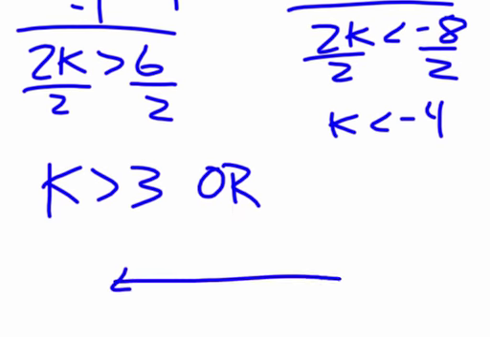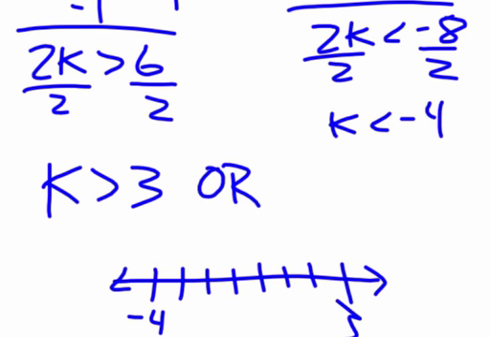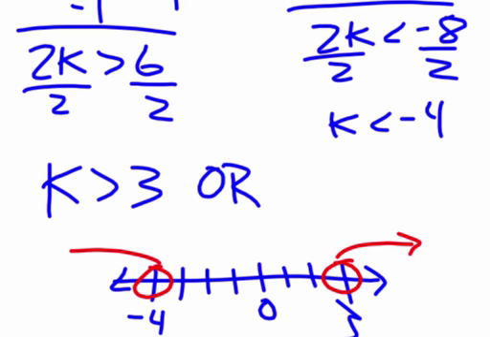And I can graph that. Negative 4, 3, 2, 1, 0, 1, 2, 3. Looks like I have an open circle at 3. I'm going numbers greater than that. And an open circle at negative 4 and numbers less than negative 4. So there we go. So greater than with the absolute value is going to give me an or as I go through. It's kind of the same type of rule.